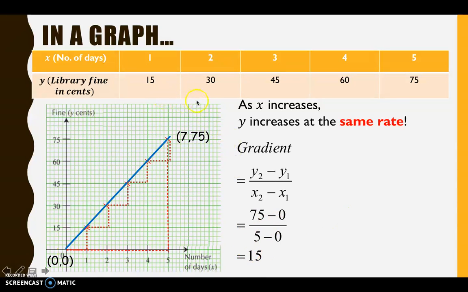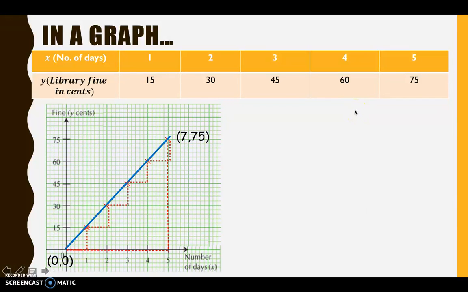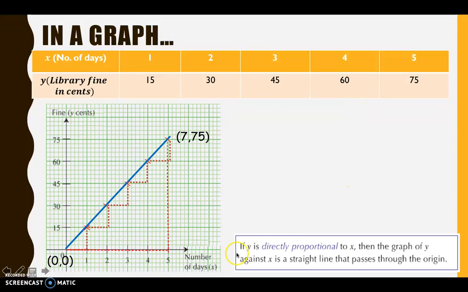And it's not surprising given that for every day you do not return the book, your fine actually increases by 15 cents. Okay, so this is our conclusion. If Y is directly proportional to X, then the graph of Y against X is a straight line that passes through the origin. Okay, and since we've already found that the gradient of this line is 15, using the equation y = mx + c, we would know that the equation of the line is y = 15x. Okay, so this is the graphical representation of direct proportion.